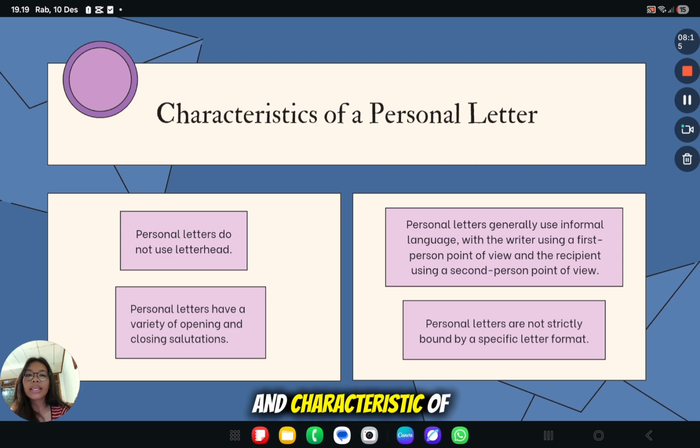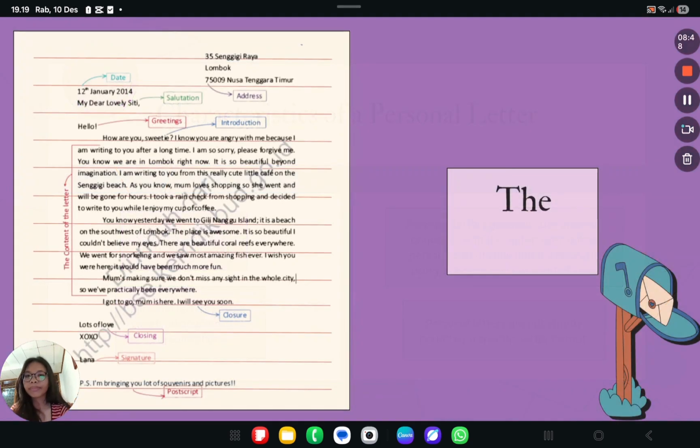And characteristics of a personal letter. First, personal letters do not use letterhead. Second, personal letters have a variety of opening and closing salutations. Third, personal letters generally use informal language, with the writer using a first person point of view and the recipient using a second person point of view. And last, personal letters are not strictly bound by a specific letter format.